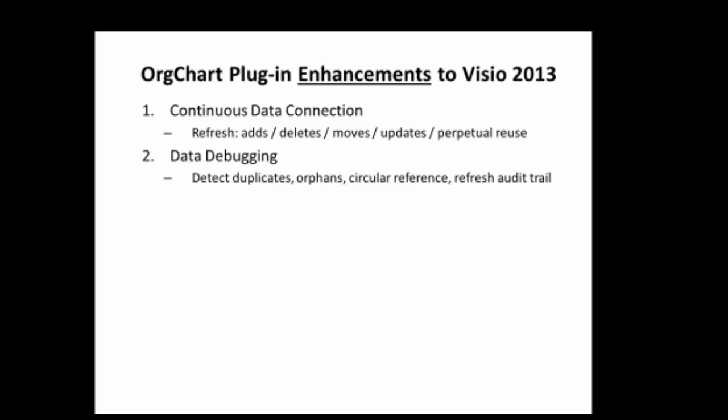So our software applications have data debugging facilities. So in the case of duplicate records, orphans, or cases of circular reference, that is, a confusion in one person reporting to another, reporting to the same person, detecting those things is really tough if you don't have the right tools for it.